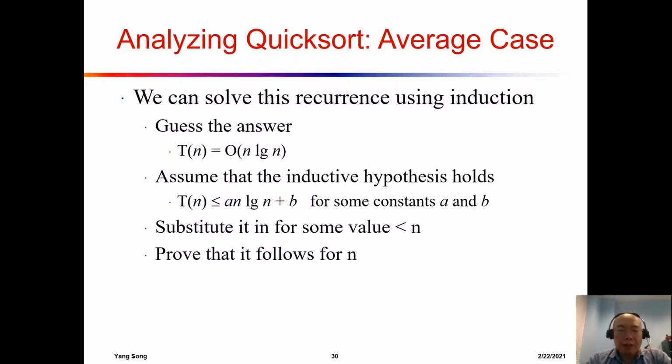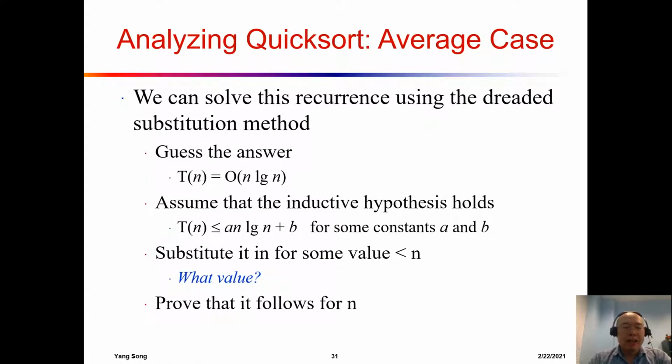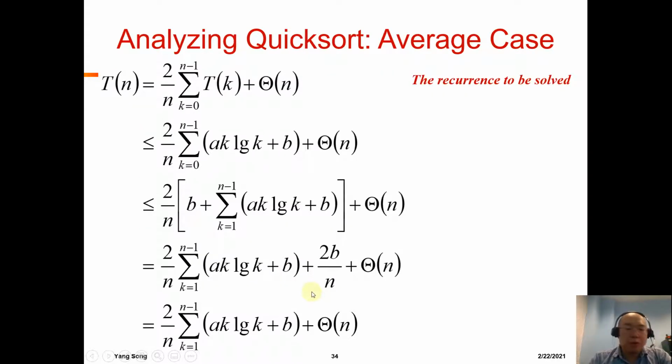And after that, what's the inductive hypothesis? We want to assume that Tn will be smaller or equal to A n log n plus B for some constant values of A and B. And then what substitution do we want to do? We want to assume that for any k value in the recursion, this Tk will hold. And eventually we want to prove that it is true for the entire Tn.